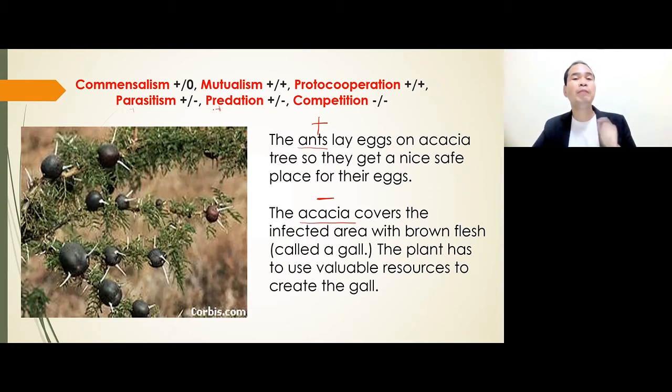So positive and negative, you can choose parasitism versus predation. Do you still remember parasitism? No killing. In predation, there is killing. So in this situation, the ants don't kill the acacia tree, meaning this is an example only of parasitism.